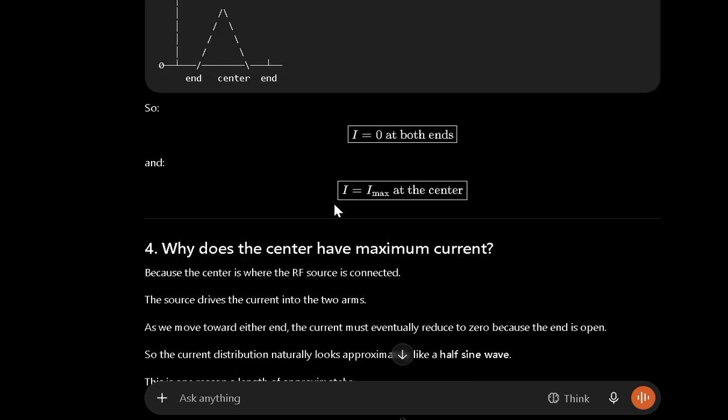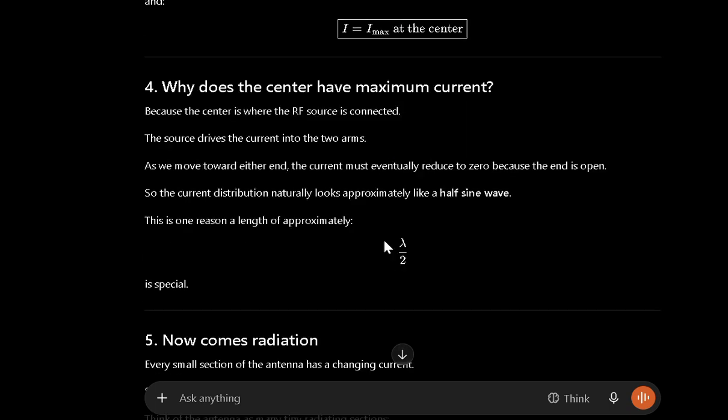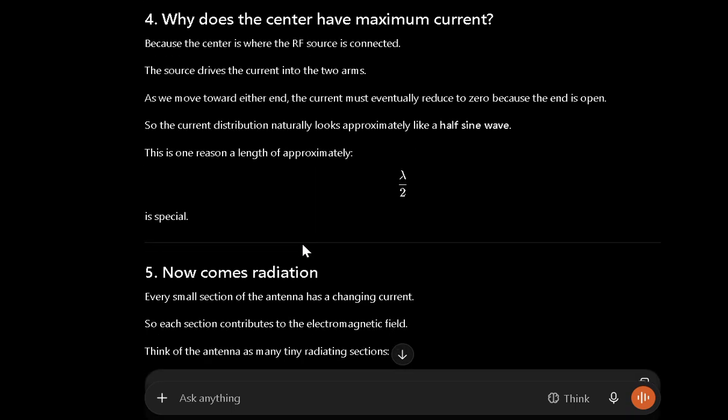Why does the center have maximum current? Because the center is where the RF source is connected. The source drives the current into the two arms. As we move toward either end, the current must eventually reduce to zero because the end is open, so the current distribution naturally looks approximately like a half sine wave. This is one reason the length of approximately lambda by 2 is special.